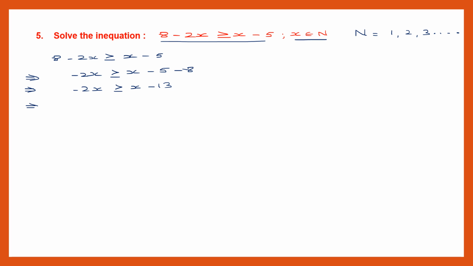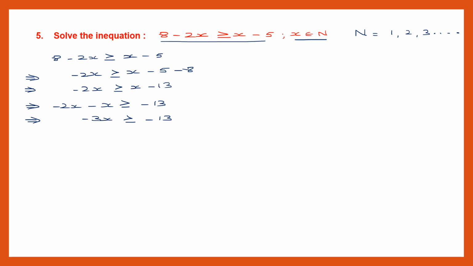Now let's bring the x to this side. The x that is here will bring it to this side. So that becomes minus 2x minus x is greater than or equal to minus 13. Now this is minus 3x is greater than or equal to minus 13. Now here as you can see, we have minus 3 into x. To remove that minus 3, we have to divide this by minus 3.